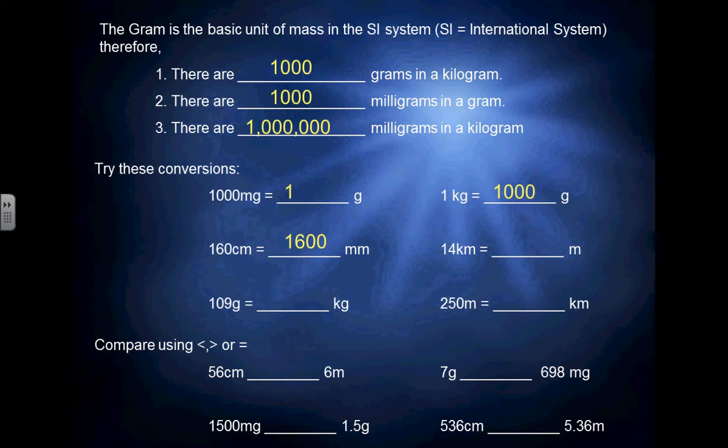14 kilometers. How many meters? 109 grams. Going the wrong way there. So you think about it, a gram is smaller than a kilogram.